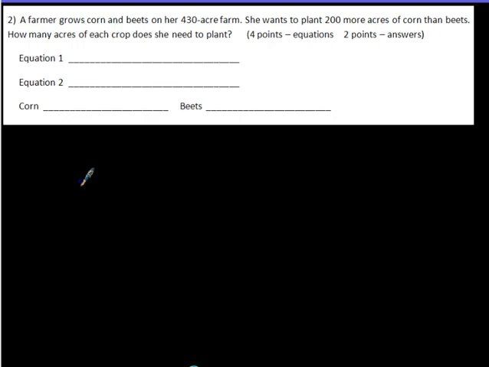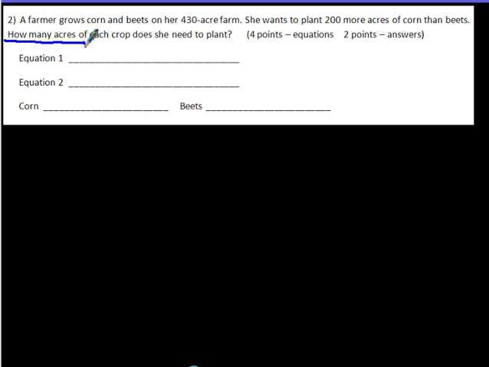And the key to word problems is that almost without exception, what you're trying to find, the variables that you need to define, are in the last sentence. How many acres? It might be how much money. It might be how many people. It might be how many candy bars. It could be anything. In this case, it's how many acres.